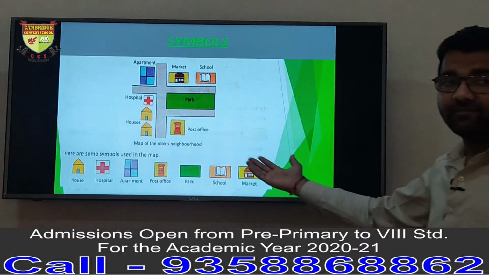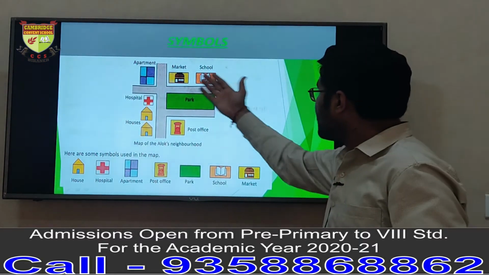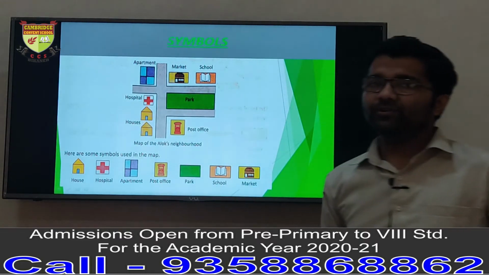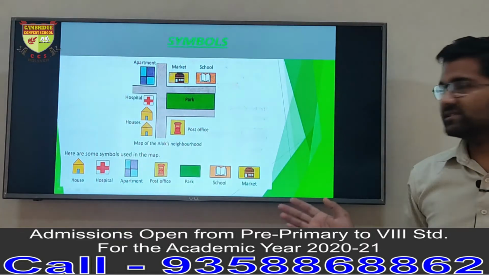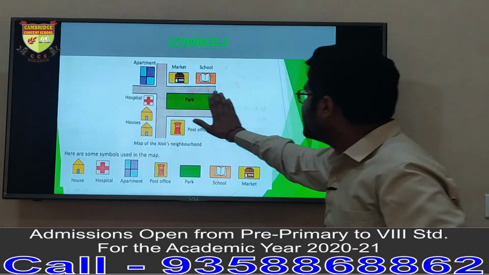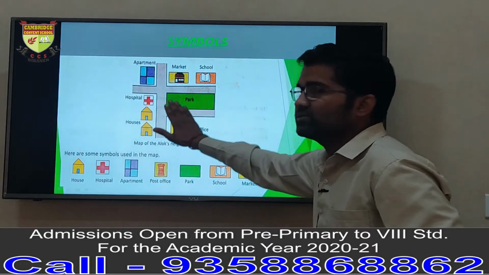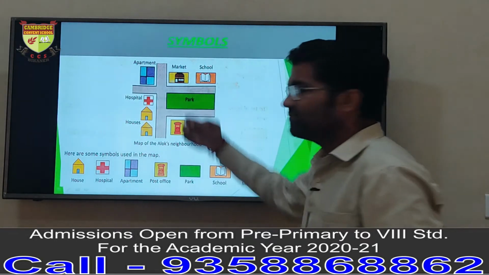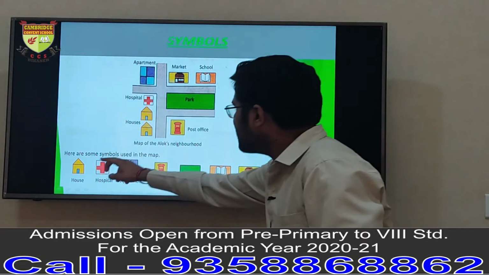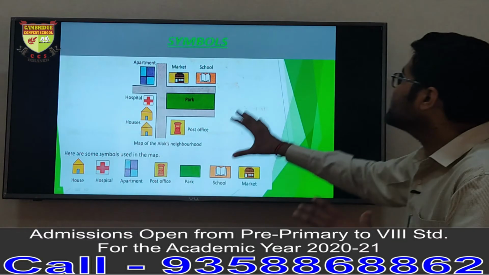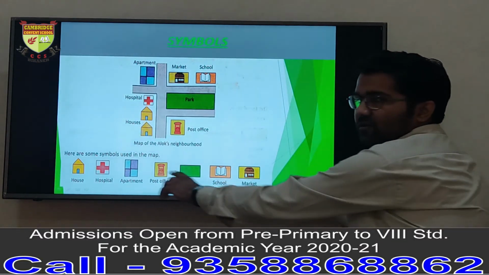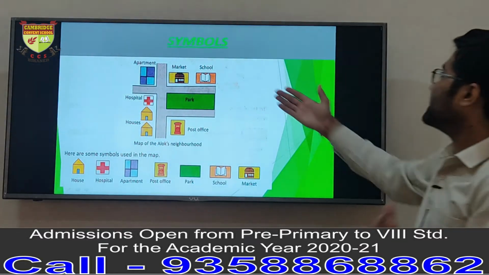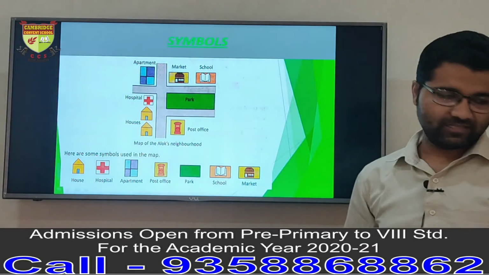Now the other example is the map of Alok's neighborhood. What does it show us? If you see the green patches here, then it shows the park. If you see the red cross, what does it indicate? It indicates the hospital. In the same way, if we know the meaning of the proper symbols, then we can easily read the map.